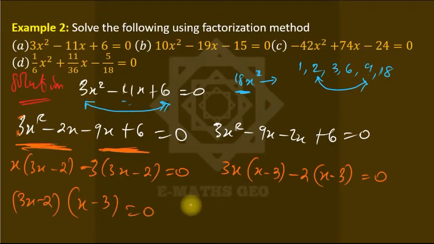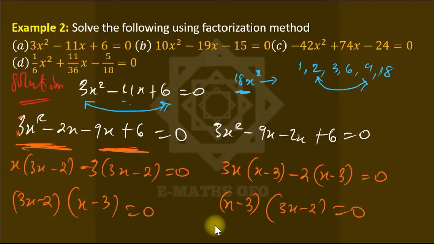So let's do the same thing here. What is common is x minus 3. So what is left will be 3x minus 2, which is still correct because multiplication is commutative. This times this is the same as this times this, so they will give the same result, like 2 times 3 is the same as 3 times 2.